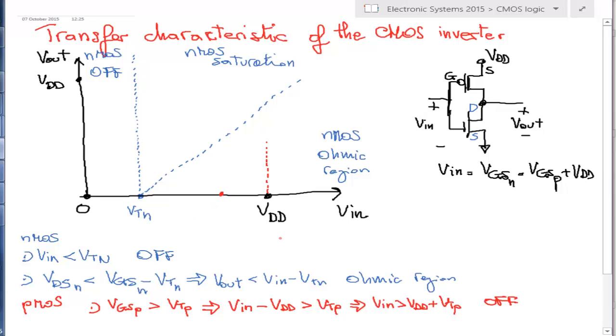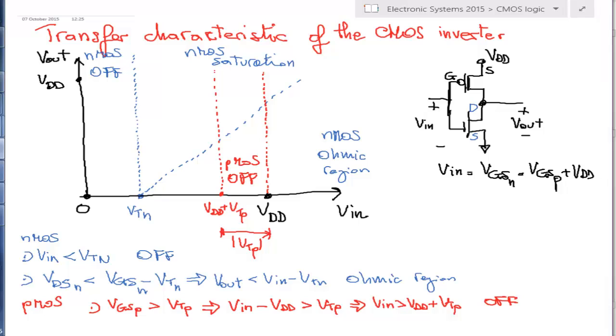We can consider this point to be VDD plus VTP. So this means that this distance is the modulus of VTP. For Vin larger than that, the Pmos is in the off state. So in this region, the Pmos is off. Okay?